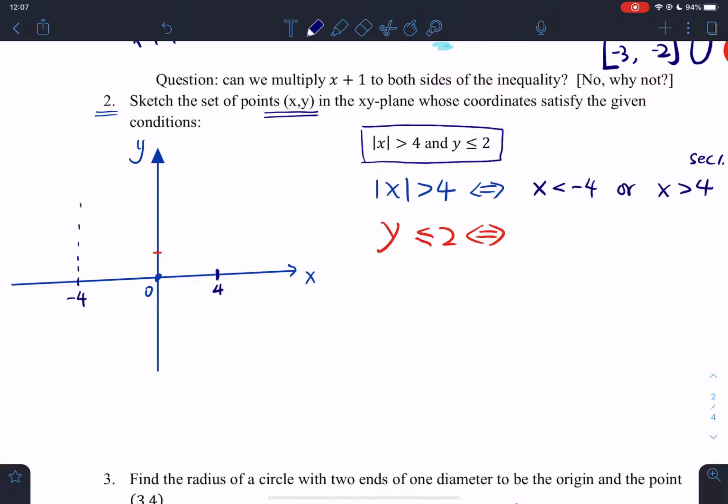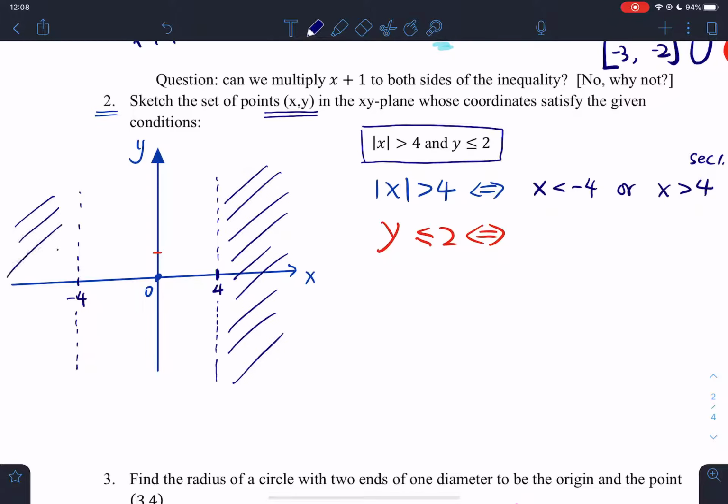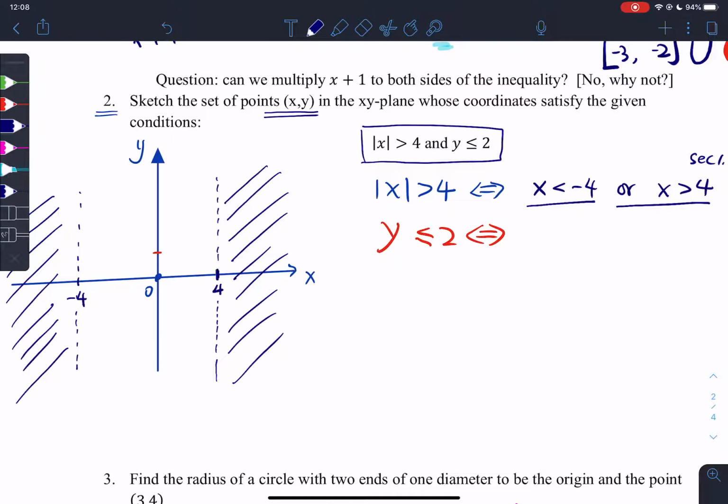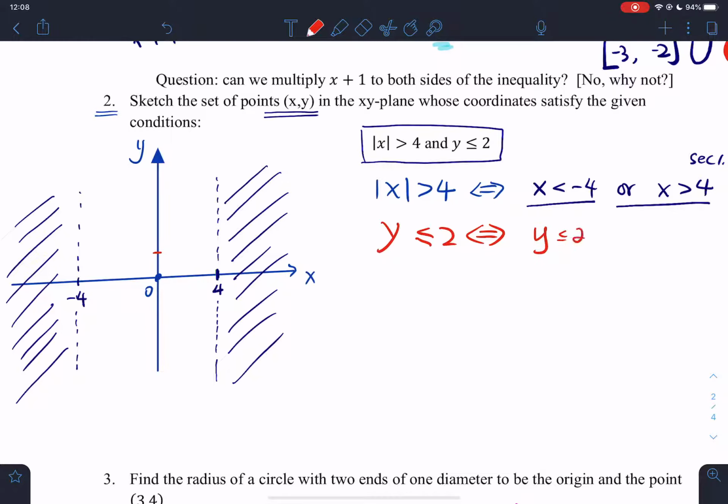So any points up here and up here, any of those heights, they all share the same x component, but their heights are totally different, but you didn't specify. So the shaded region I have here actually represents what I said as x less than negative 4 or x greater than 4. Then we look at the next condition, the next requirement I have to satisfy. It's y less than or equal to 2. There's really nothing I need to solve, but I do have to plot it.